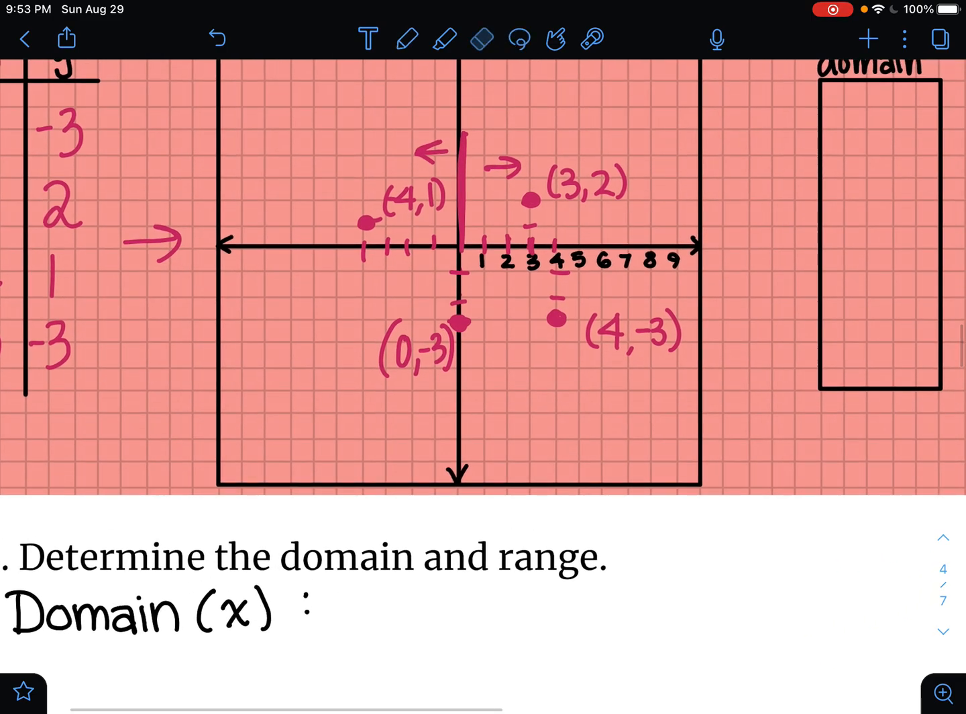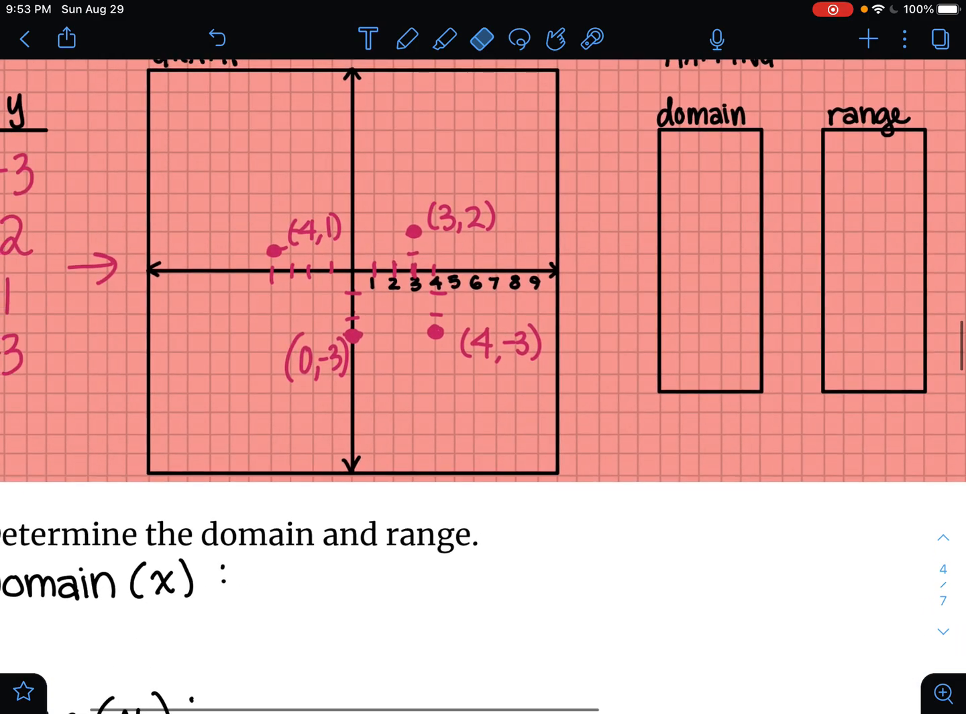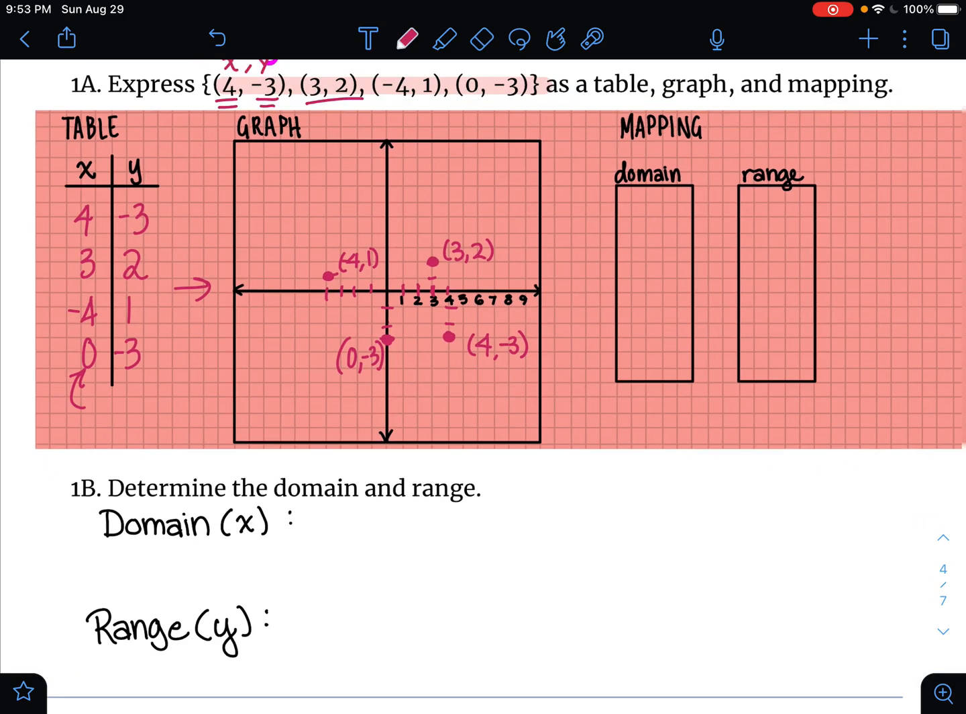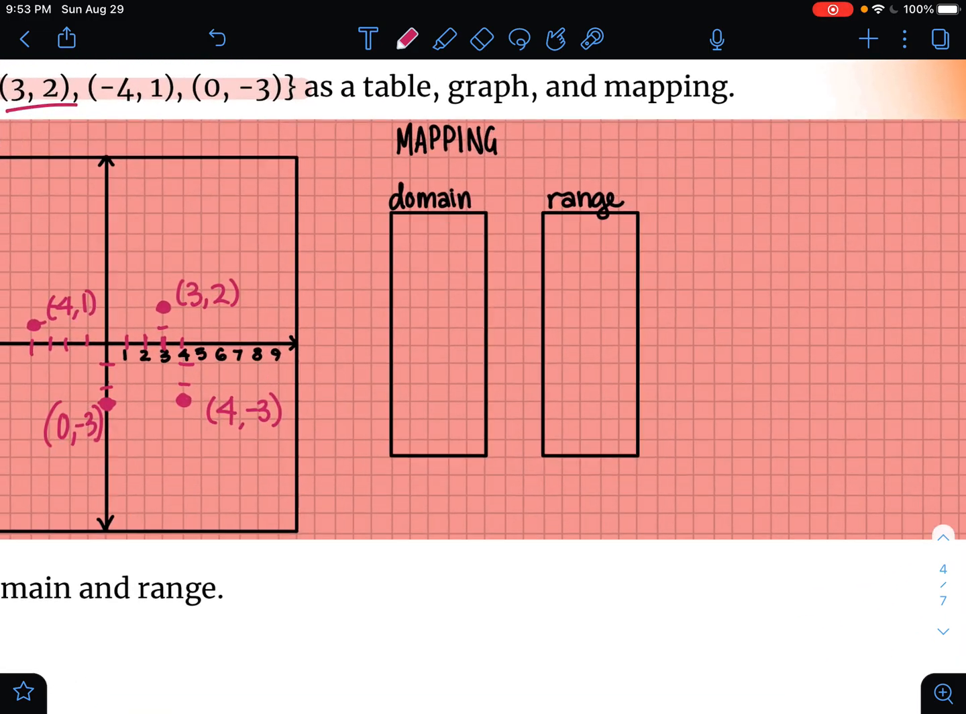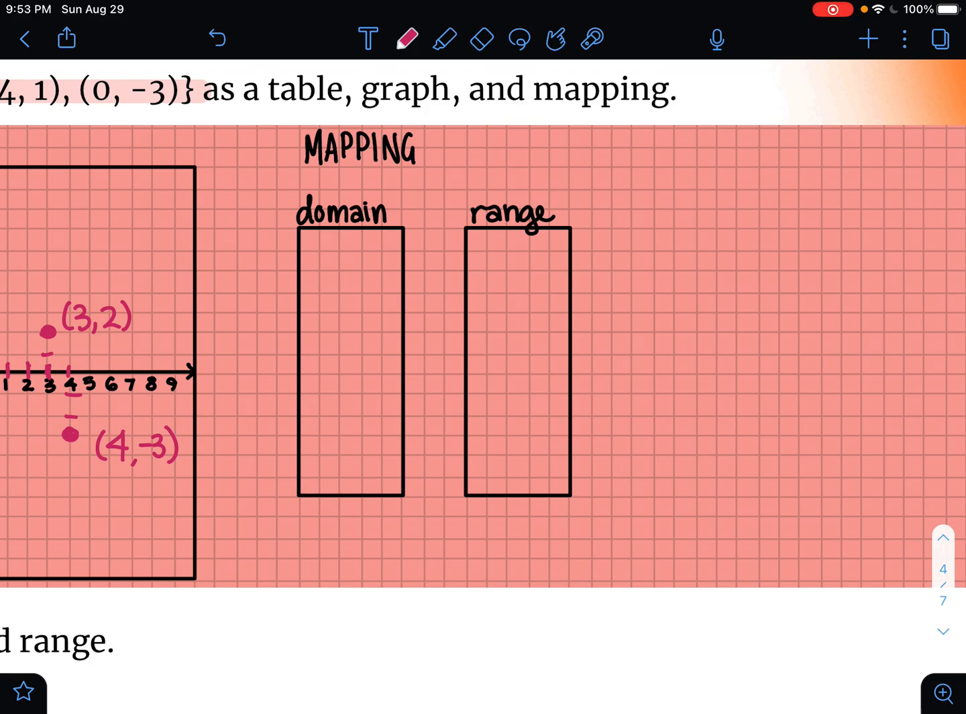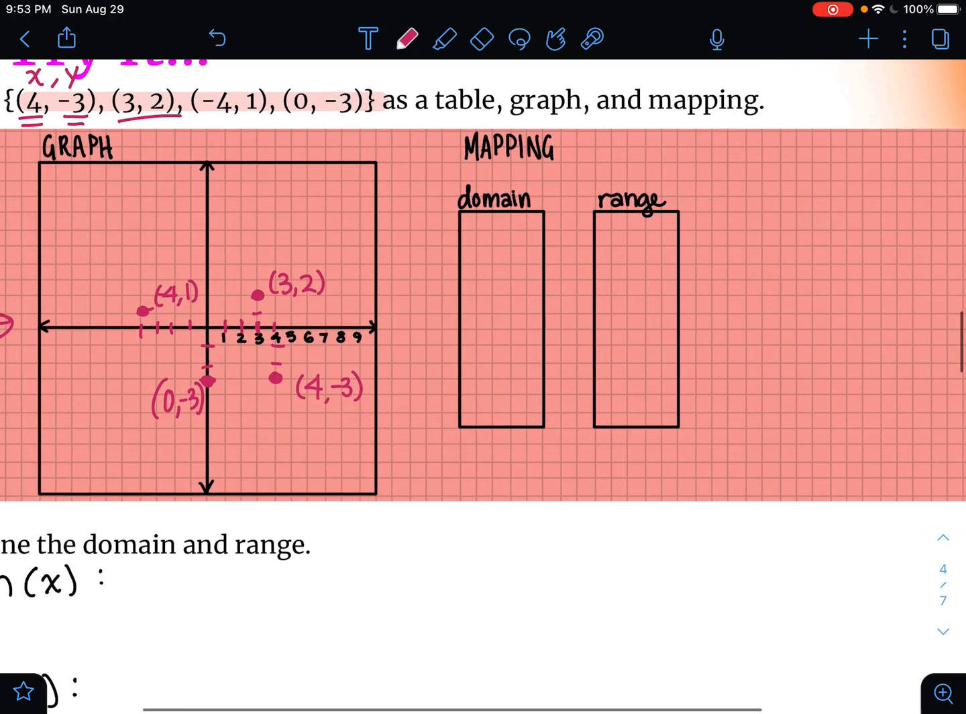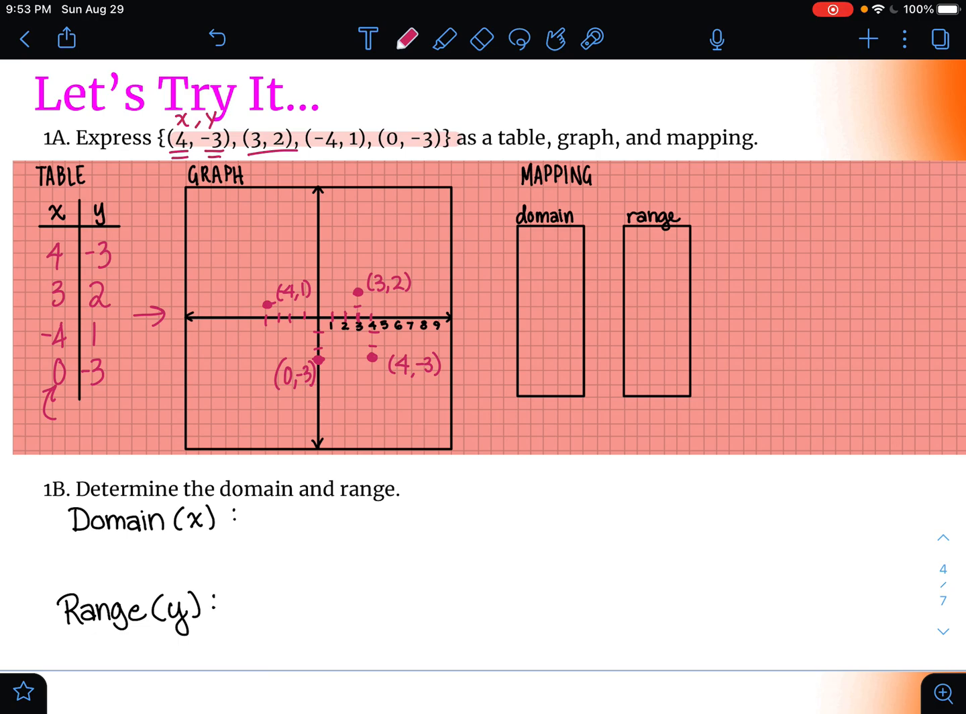I'm just going to clean this up so you can reference it in case you need help. So here are our points, and then we can move on to mapping. Mapping is probably what you're least familiar with. I definitely struggled with it when I first was learning it, so don't get frustrated or anything.